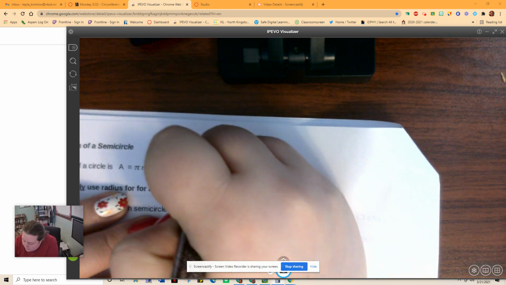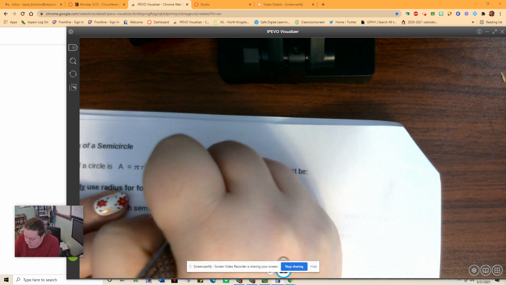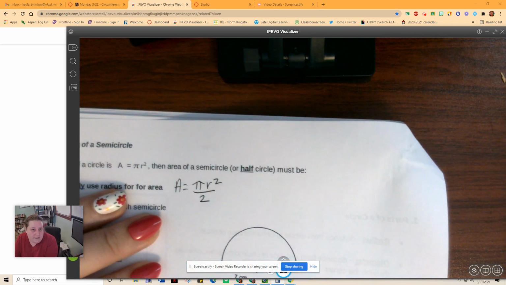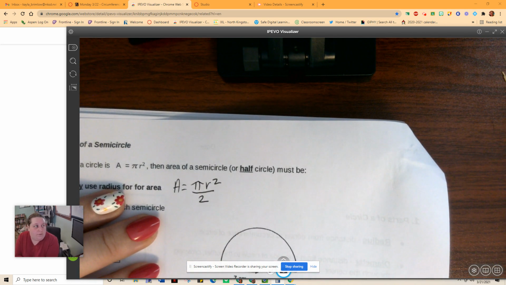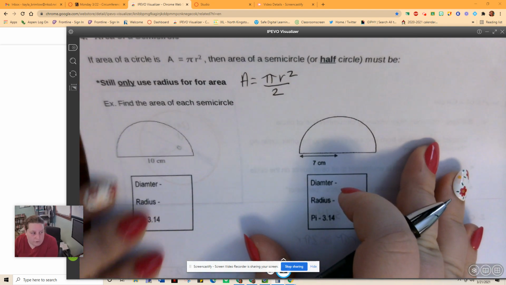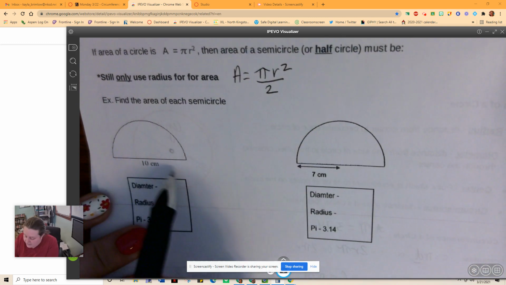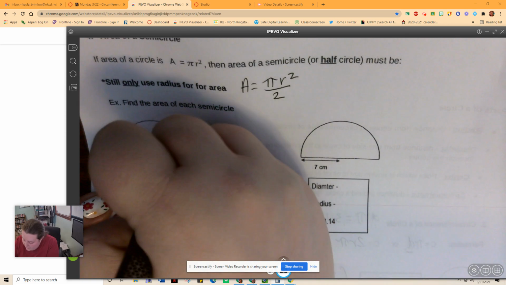So we're going to use the formula pi r squared, which is the area of a full circle, and then you divide it in half because it's a semicircle. If I was working with a quarter circle, so 1/4 of a circle, I would end up dividing by 4. So it's just the amount of a circle that you're working with. So we're still using radius. So in this case, they give us the diameter, okay?